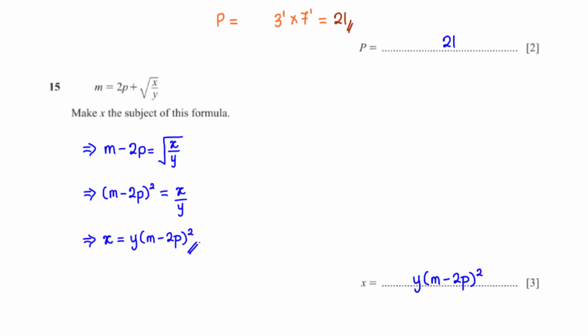m equals 2p plus the square root of x over y. Make x the subject of this formula. When we subtract 2p from both sides of the equation, this is what we get. When we square both sides, this is what we have. To leave x standing alone, we multiply both sides by y. This gives us x equals y times (m minus 2p) squared.